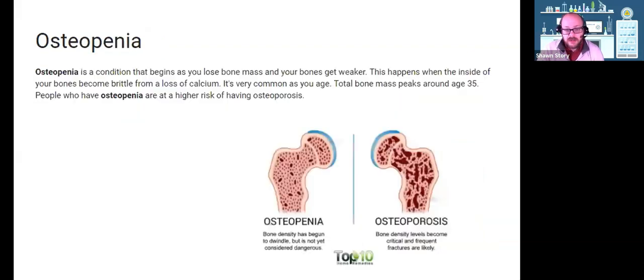All right, our next one, osteopenia. Would someone else like to read this? Christina, would you like to read? Are you able to read?